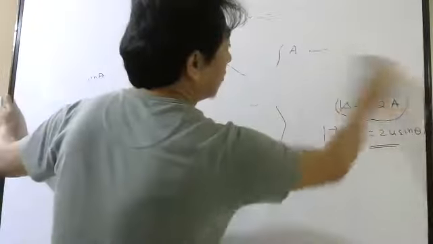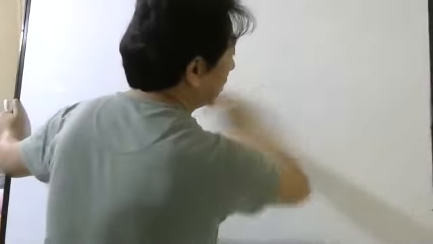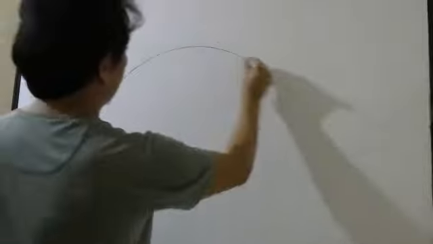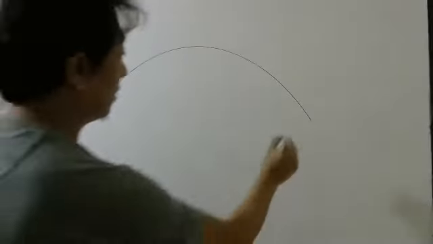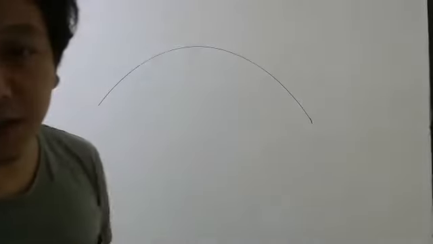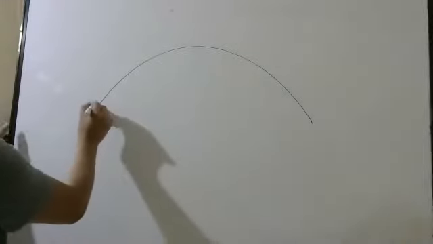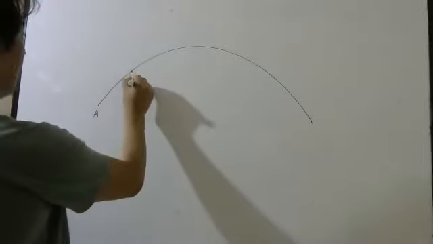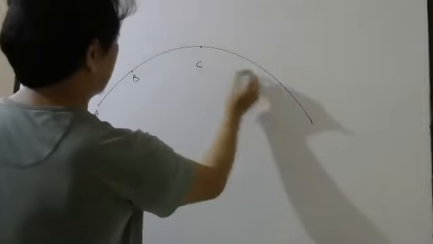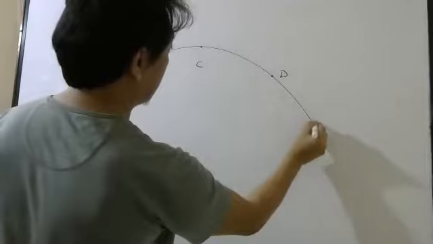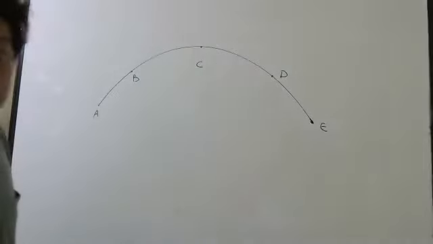By the way, answer the question which I told. Question number what now? During projectile motion, at which point is the velocity perpendicular to the acceleration? At which point during this projectile motion is the velocity vector perpendicular to the acceleration vector? Let me name some points: A, B, C, D, E. At which point?